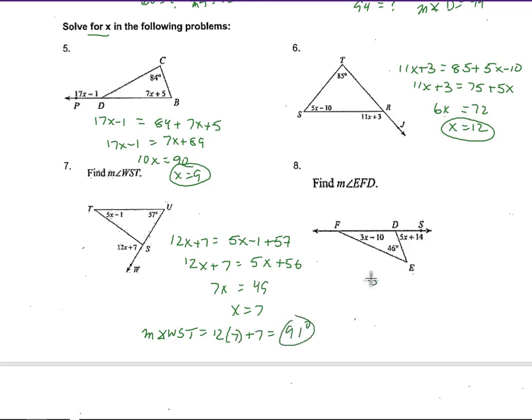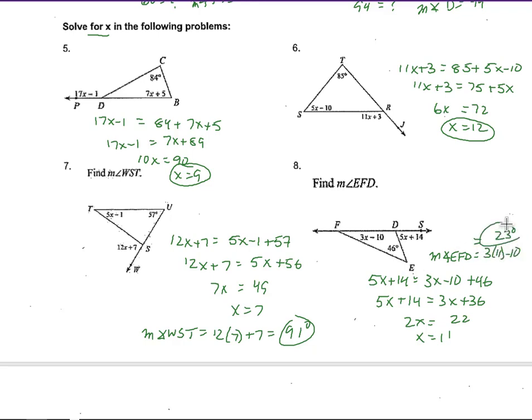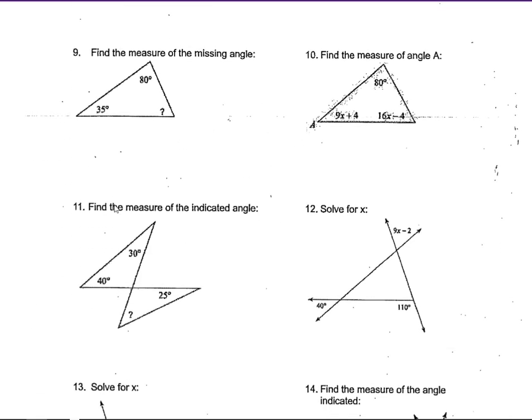In number 8, the exterior angle 5x plus 14 is equal to 3x minus 10 plus 46. Combine like terms. Take 3x away from both sides, take 14 away from both sides, x is equal to 11. Plug it in to find EFD. EFD then is 5 times 11 plus 14, which might not be right.